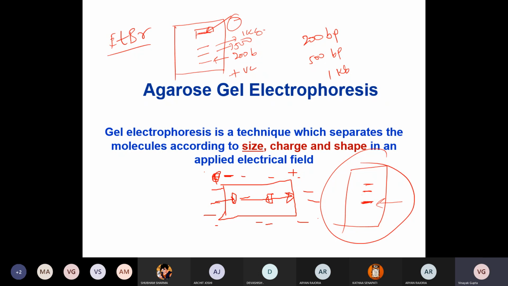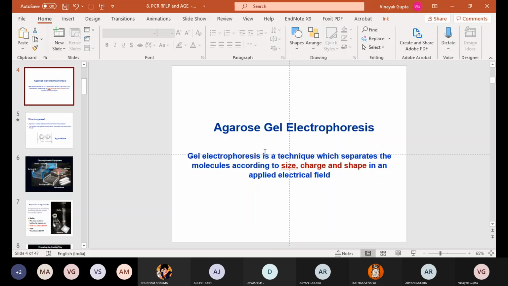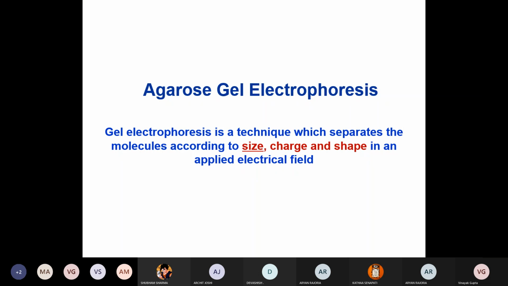Any doubt? Yes, sir. In this charge, I was asking, sir, you said that phosphates are there, but I was thinking that for charge, if there is phosphate, then there should also be some other compound which is having positive charge. So why are we giving negative charge to it?